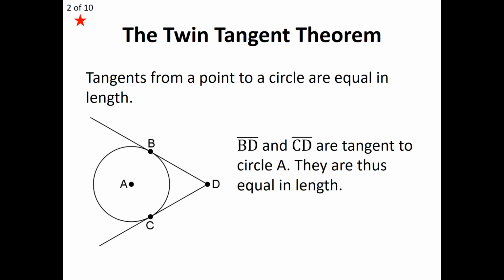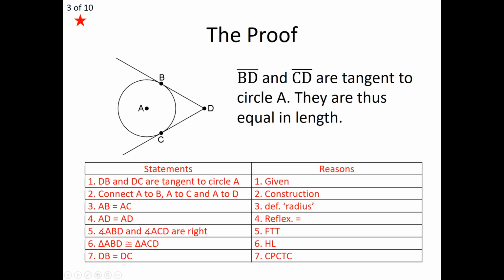The help in our proof is going to come from the FTT, which means the twin tangent theorem is really a corollary of the FTT, the fundamental tangent theorem. Let's dive into what the proof of the twin tangent theorem looks like. So here's our proof. We've got our given circle A. We've got these two tangents, DB and DC, which means B and C are the points of tangency.